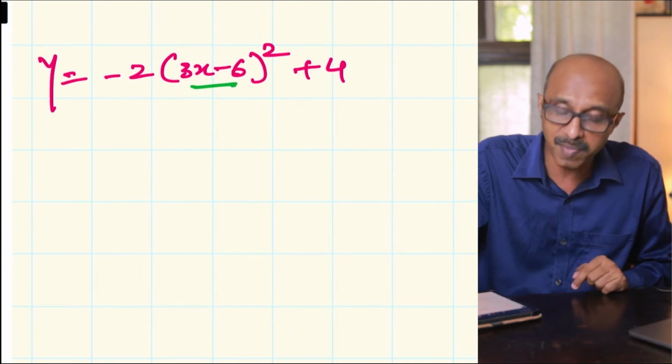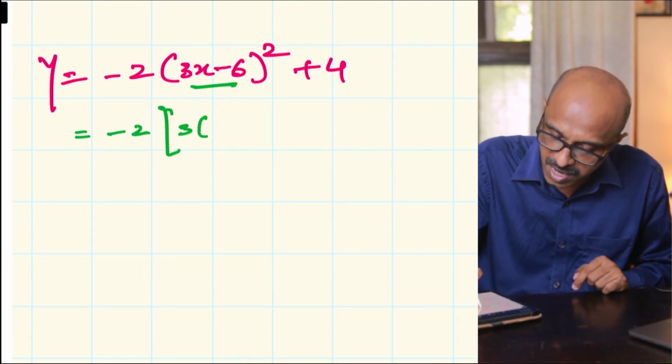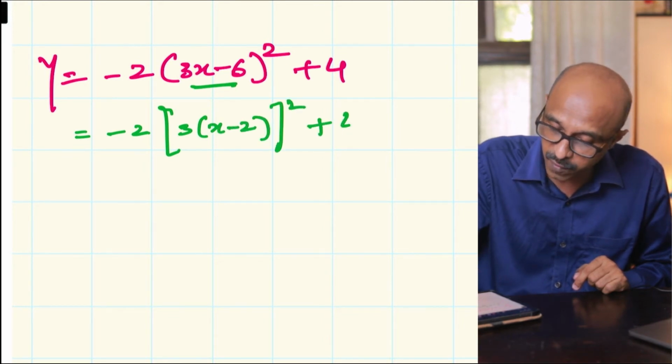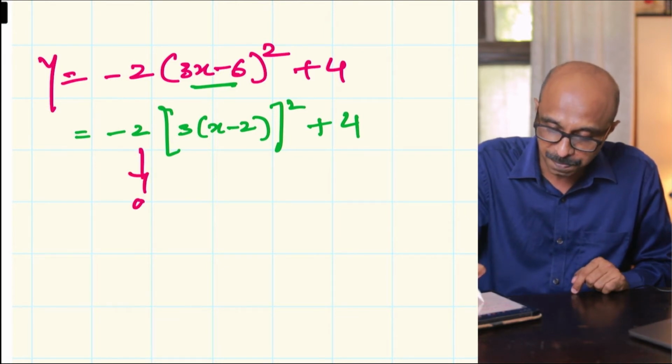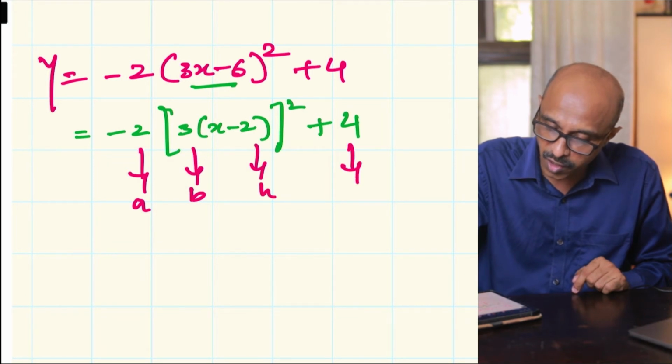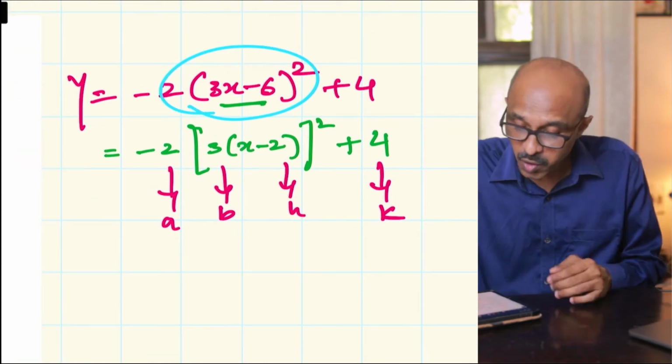When you have 3x minus 6, it's better to write it as negative 2 times (3x minus 2) the whole square plus 4. Now you can compare it in that form and say, okay, that's your A, that's your B, that's your H, and that's your K.